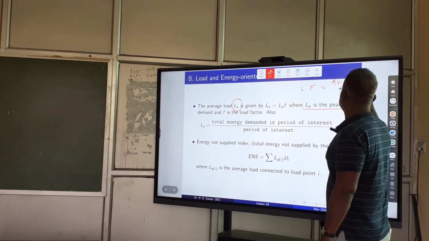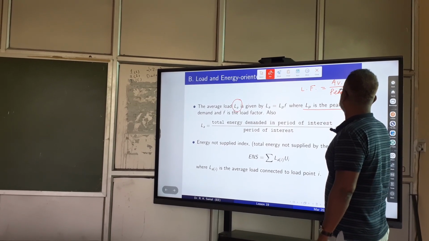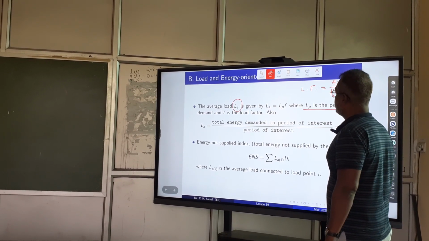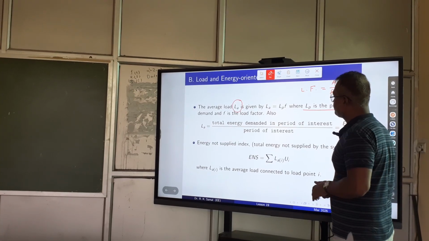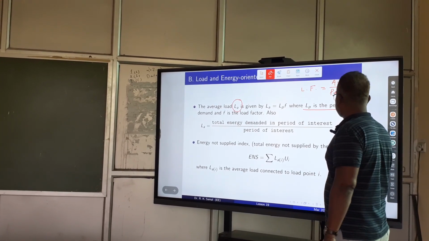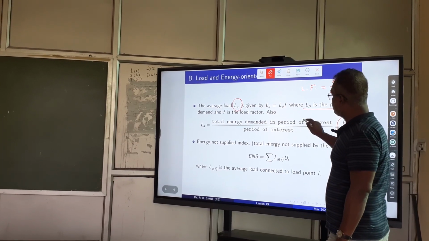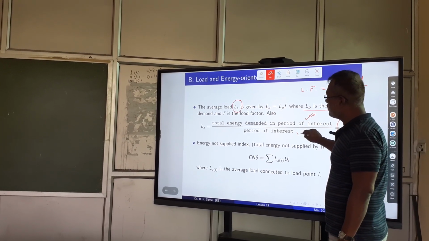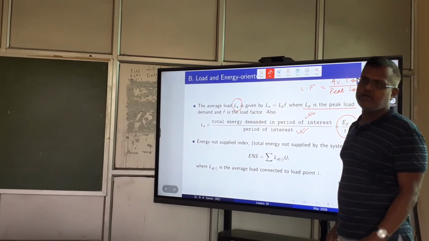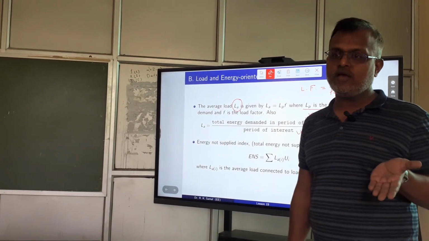Average load by, so here L is taken as the load factor. And what is average load? Average load is total energy consumed divided by the duration. Total energy demanded in the period of interest divided by period of interest. 1 year. What is total energy in 1 year divided by number of hours? So that is the average load per hour.